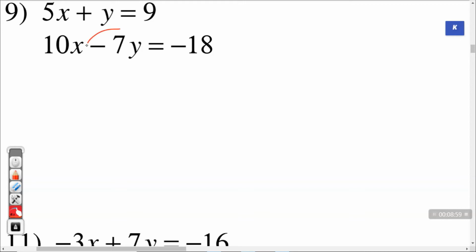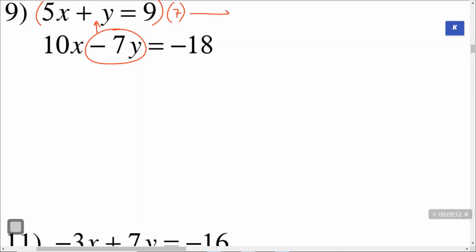I look at my y's, and I see negative 7y. What's the opposite of negative 7? Well, positive 7. Can I multiply anything by y to make it a positive 7? Yes. I could multiply this entire first equation by 7. If I do that, 7 times 5 is 35x. 7 times y is 7y. And 7 times 9 is 63.